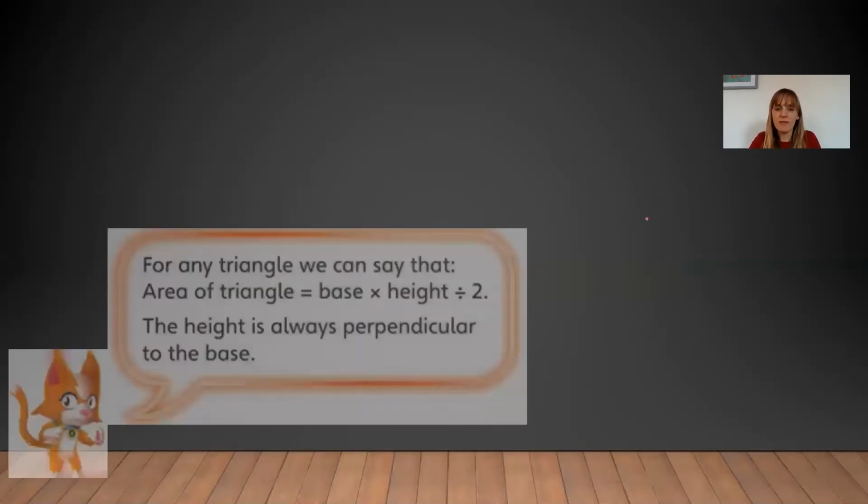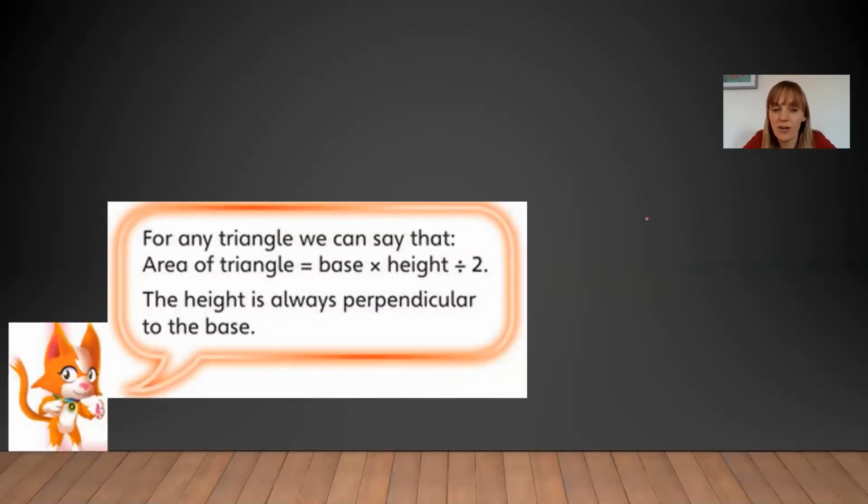So what we can take from this is, for any triangle, to find the area, we need to have the base of the triangle, we need to have the height, we multiply those together, and then we can divide them by 2 to get the area of that triangle. This part here, though, is the most important sentence I want you to take away from today's lesson: the height is always perpendicular to the base.